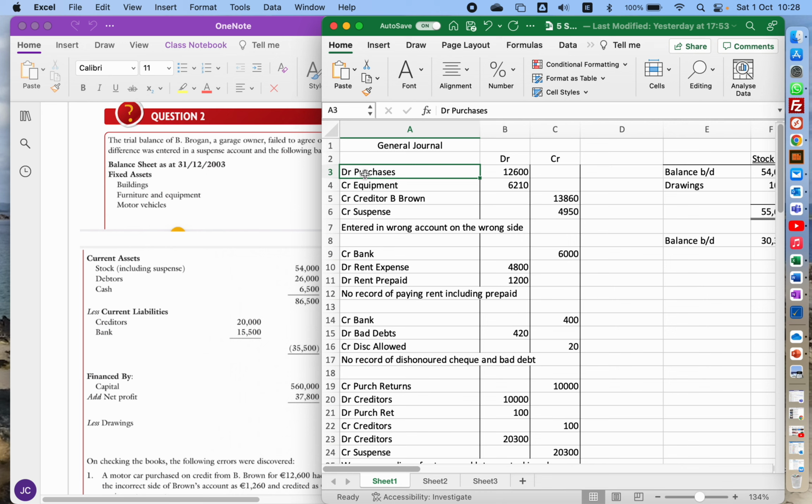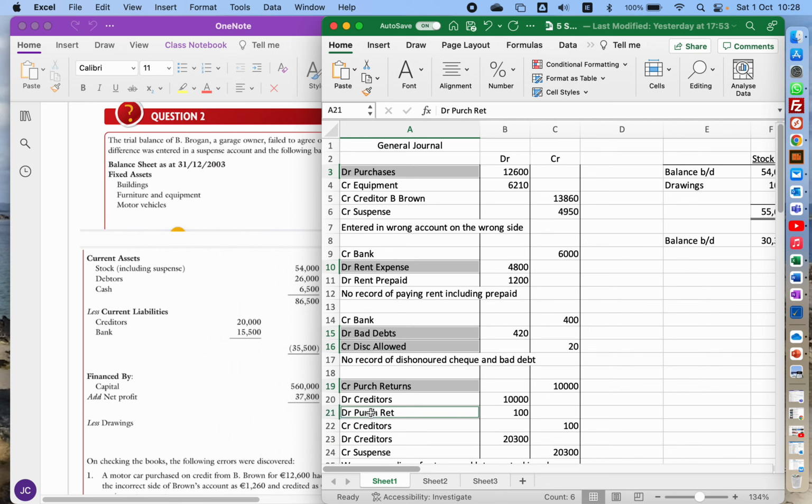I'm starting with purchases, that's an expense. Equipment, no, that's an asset. Credit is a liability. Bank is an asset. Rent expense, there you go, there's a second one. Bad debts is another one, not bank. Purchase returns, yeah, that's one. Discount allowed, in this case it's an expense.